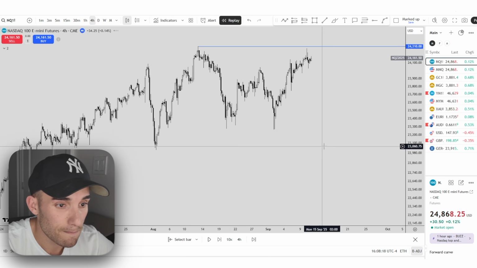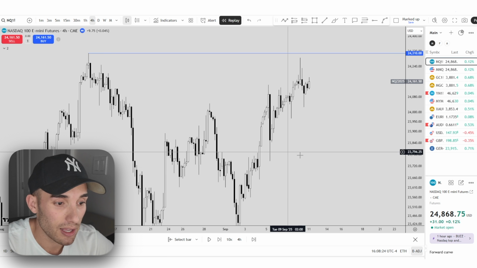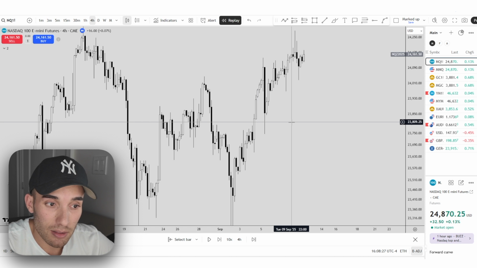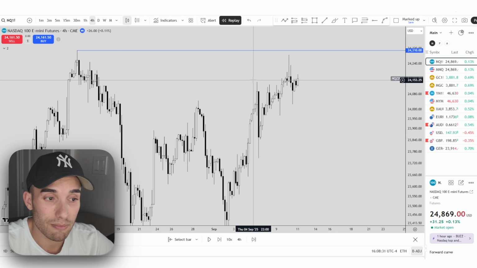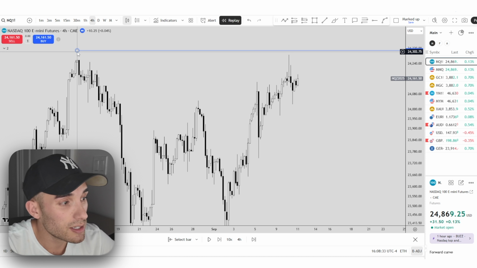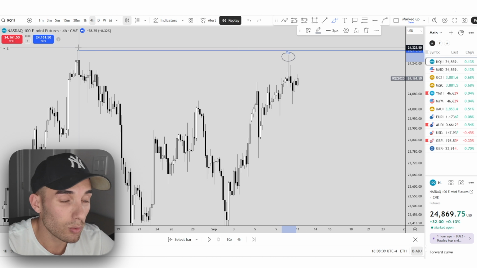It's necessary. I already have this high marked out for you guys, just to keep it as simple as possible. Now, why do I have this high? Look how simple this can be. This is marking out draws on liquidity, equal highs, whatever you want to call them, on the higher time frames. We just spoke about this. This high is marked out at 24,310. We have tapped into it. What do I mean by tapped into that?